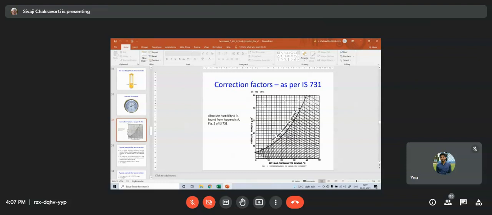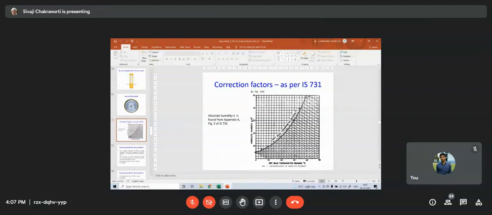Now, by the way, what you find from the graph is, on the x-axis, you have the dry bulb thermometer reading. On the curved line, you can see the wet bulb thermometer reading. So today in the laboratory, there will be a given value of dry bulb and wet bulb.